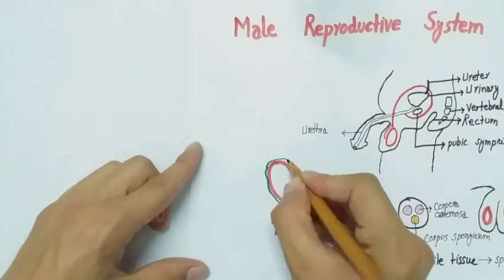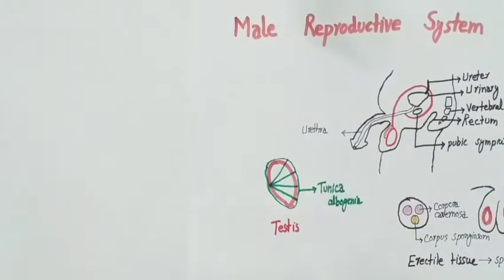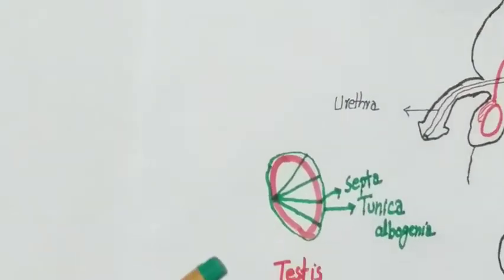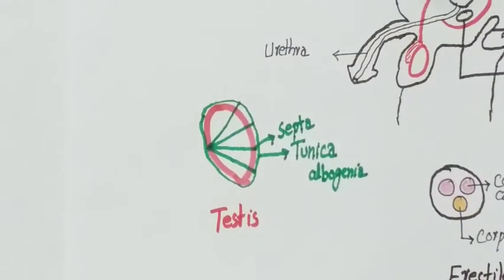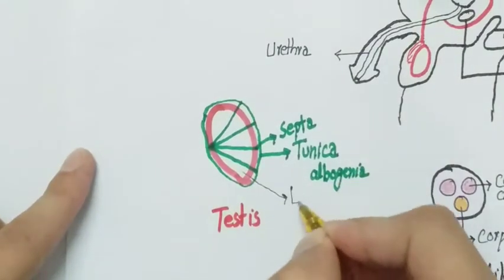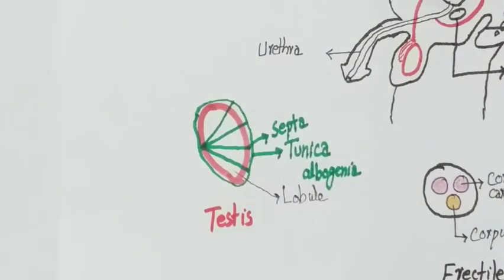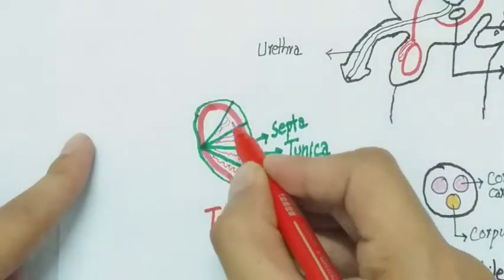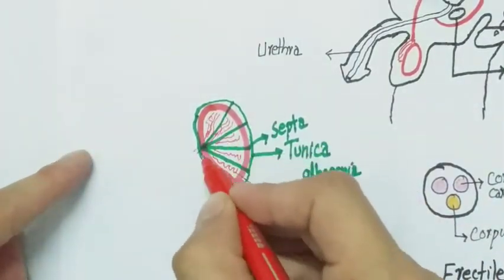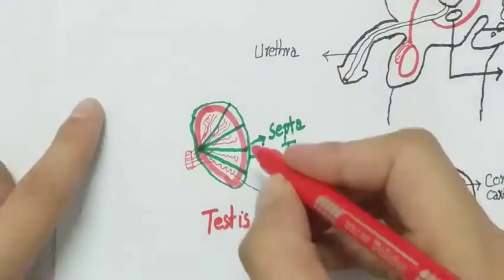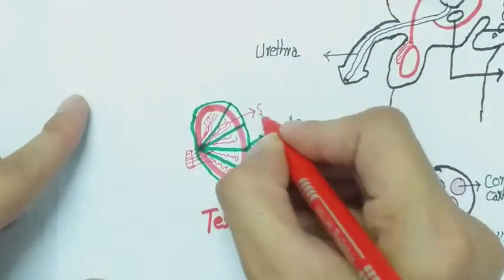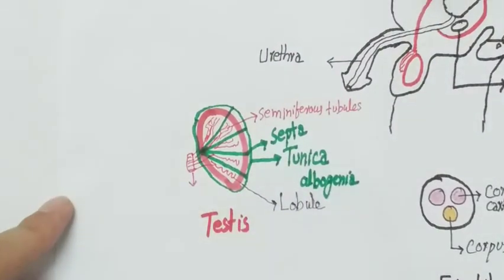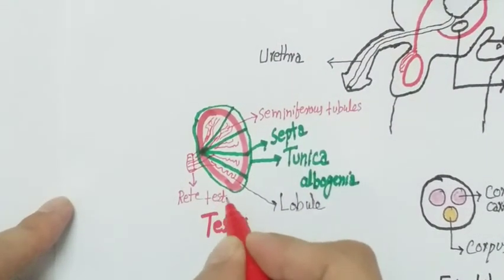And the tunica albuginea is inserting inward and forming these septa. These septa have divided the testes into many lobules. Inside the lobules we have the seminiferous tubules, and the seminiferous tubules are basically the tubules where the sperm is produced. Inside each lobule we have 2 to 3 seminiferous tubules. The seminiferous tubules converge together and form the rete testis.